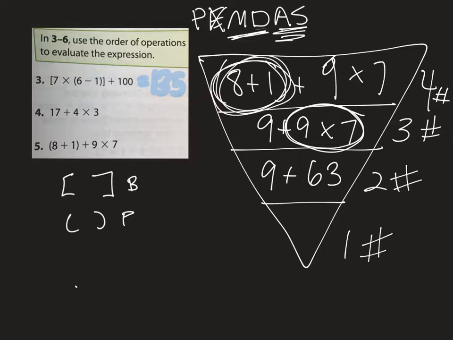Okay, and once again, try not to do this in your head. Just go ahead and write down 63 plus 9. Okay, and do the math here. And my answer is 72.